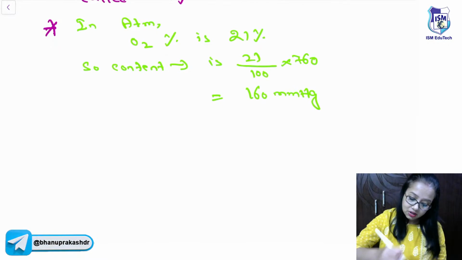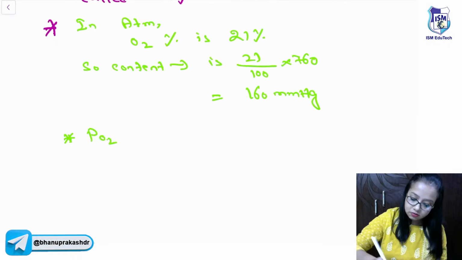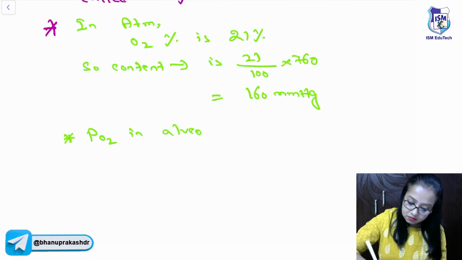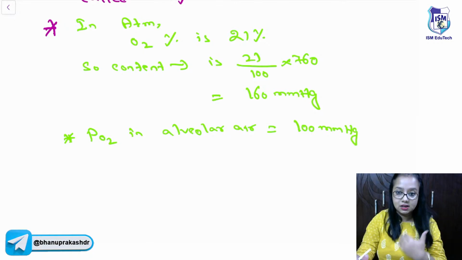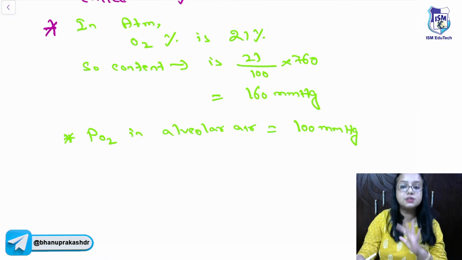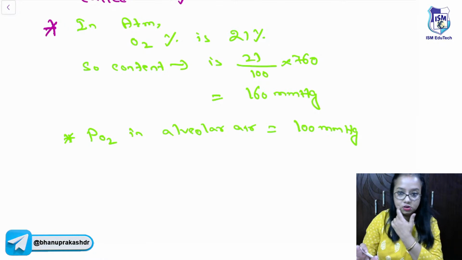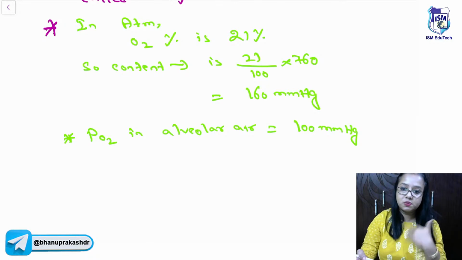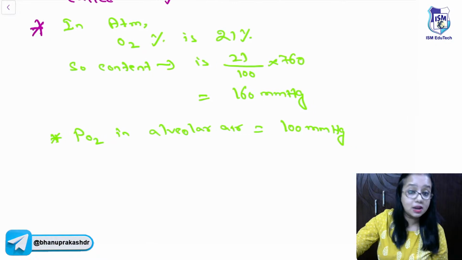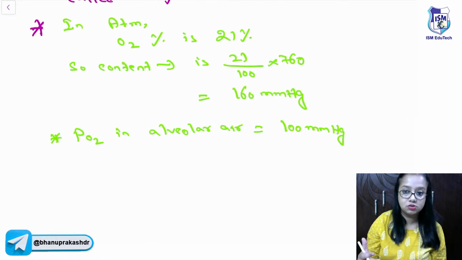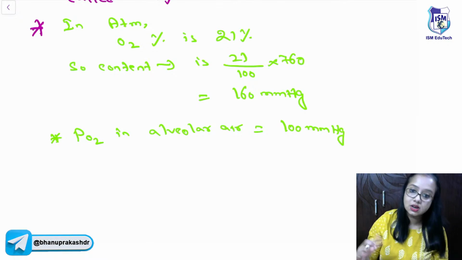Now, the partial pressure of oxygen in alveolar air, or the alveoli, is about 100 mmHg. Suppose we are inspiring 160 mmHg of oxygen, though it's not really 160 mmHg because of pollution and everything. Say we are inspiring 120 mmHg of oxygen from the atmosphere, by the time it goes to the alveoli, it is only 100 mmHg, which is almost 100% saturated.